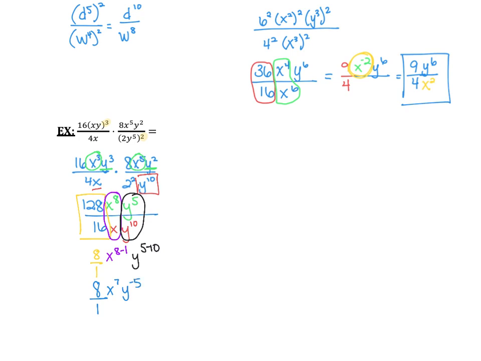Darn it, here's another problem. I can't have a negative 5th in the top, in the numerator. So I'm going to move that to the bottom. The denominator was looking lonely anyway, so we would get 8x to the 7th over y to the 5th. This is as simplified as I can make it. I don't have any other x's in the numerator and denominator to simplify them with. This is as much as I can do.